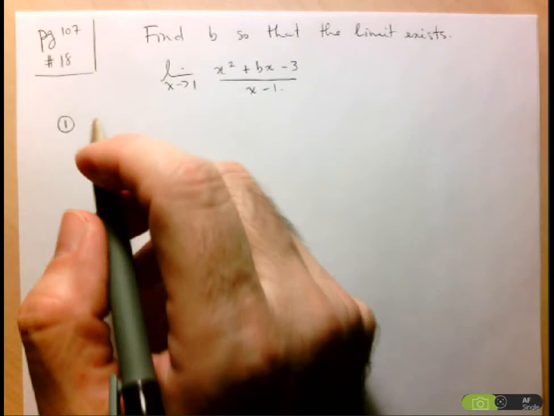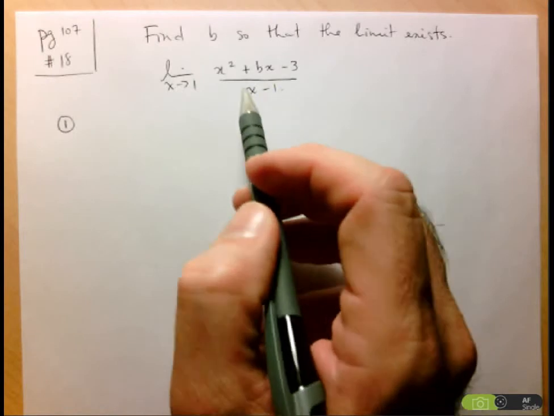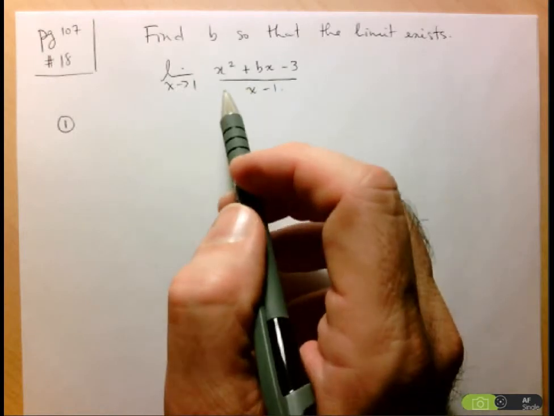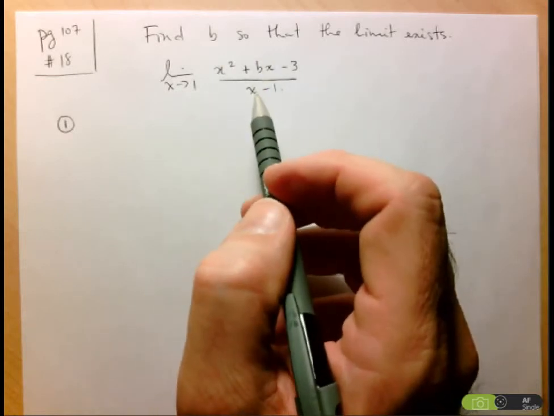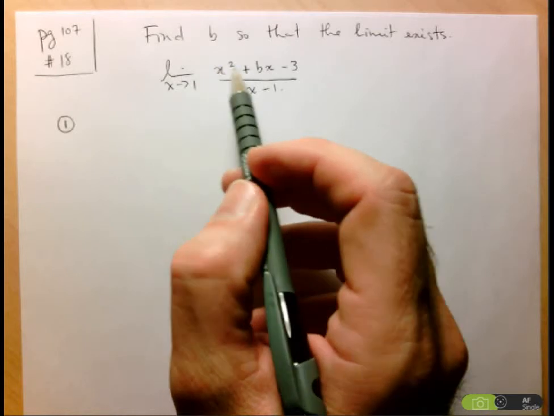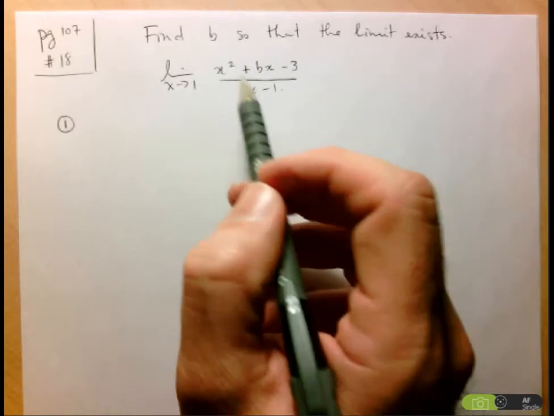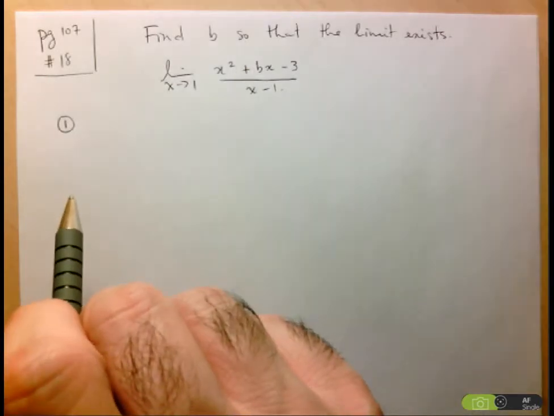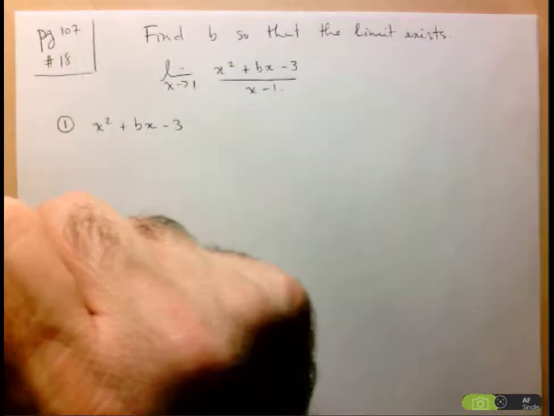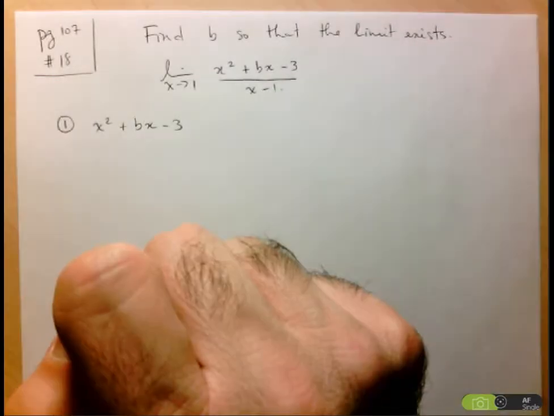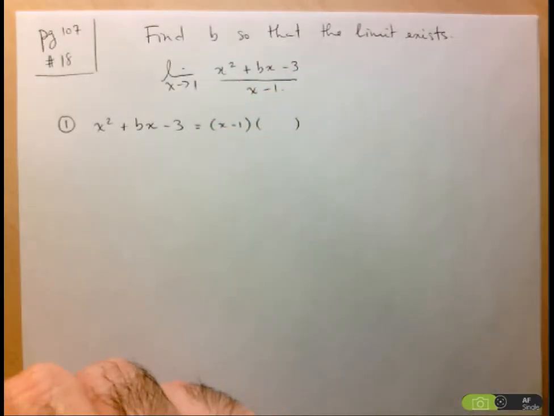So the first thing I might look at here is the denominator, and I see that it's approaching 0. If the denominator is approaching 0, the way to deal with a circumstance like that is to find a factorization of the numerator that will allow me to cancel the x minus 1 in the denominator. In other words, I would need x squared plus bx minus 3 to have x minus 1 as a factor. It can be written as x minus 1 times some other factor here.